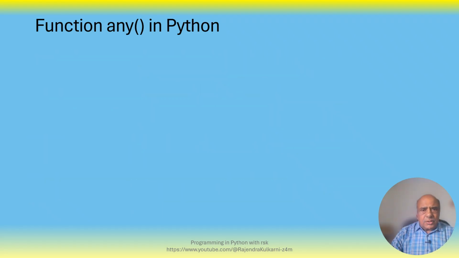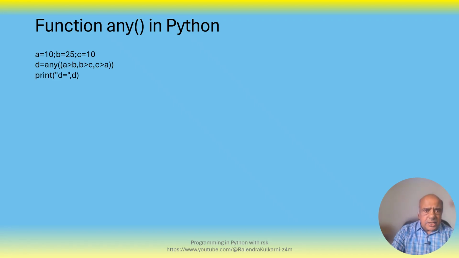Now we will see function any in Python. Any function is evaluating an expression with ORing of all the values in that expression. Let us see and understand it by example. A is 10, B is 25, C is equal to 10. Any of all these three has to be checked. Any of these three ORed.